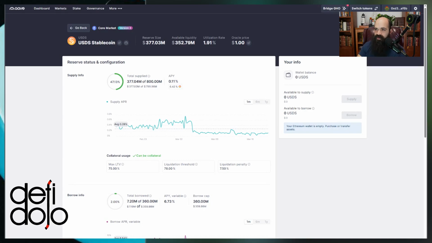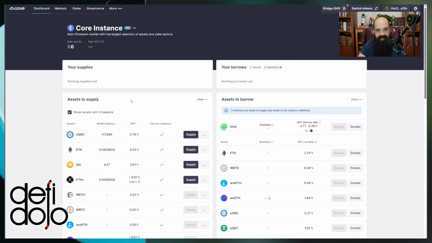So I have a little calculator app. 9 times 5.5 is 49.5, so we'll call it 50. 65 minus 50, 15%. 15% is going to be your net yield there. Probably not enough for me to get out of bed. You can get a 15% fixed rate yield on Pendle or Spectra, so I would go there instead.